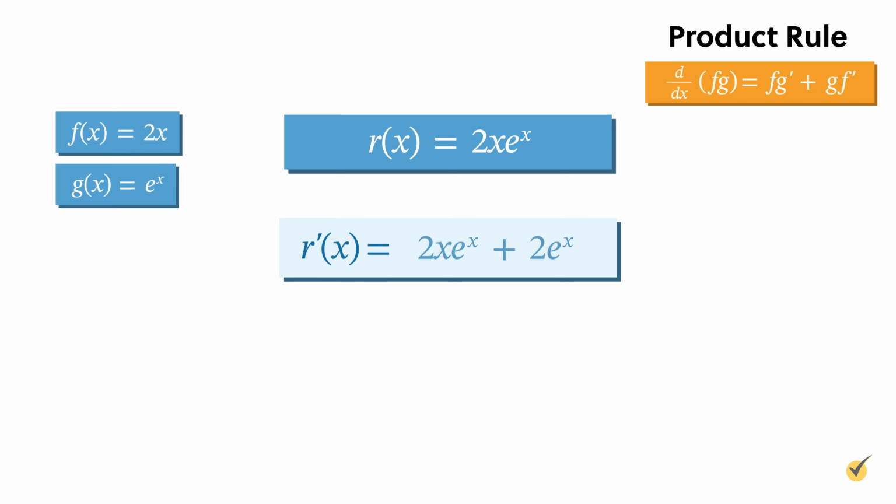Simplifying, we get 2x times e to the x plus 2 times e to the x. Or we can factor out the 2 times e to the x and get 2 times e to the x times the quantity, x plus 1. Some students have difficulty committing the product rule to memory. However, with a bit of practice on your own, you should become comfortable with using it.